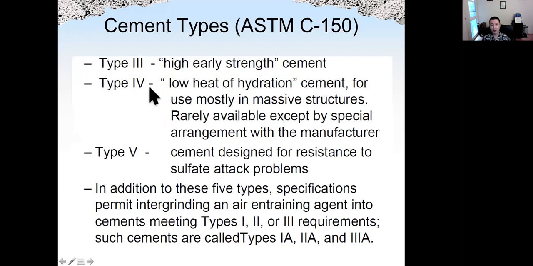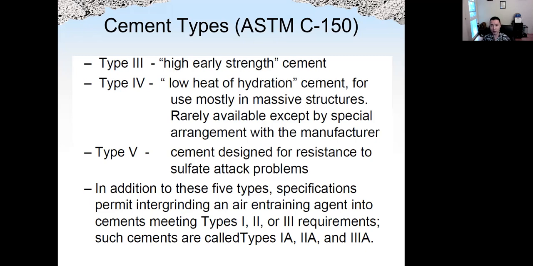Type 3 cement is called high early strength cement. This type of cement will harden faster. For certain types of application, we use that. And type 4 cement is low heat of hydration.